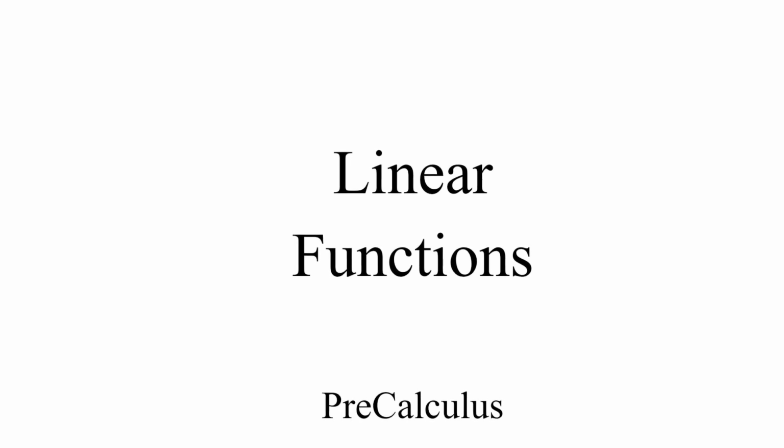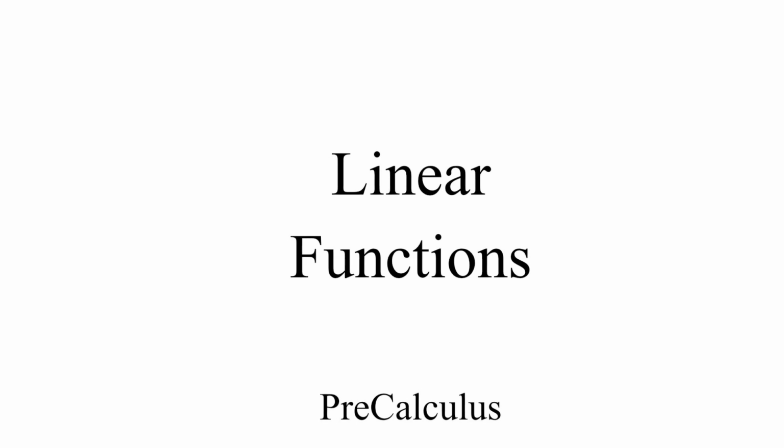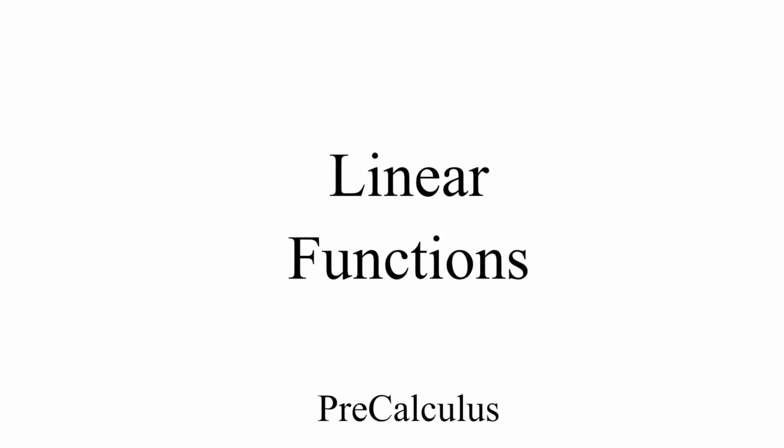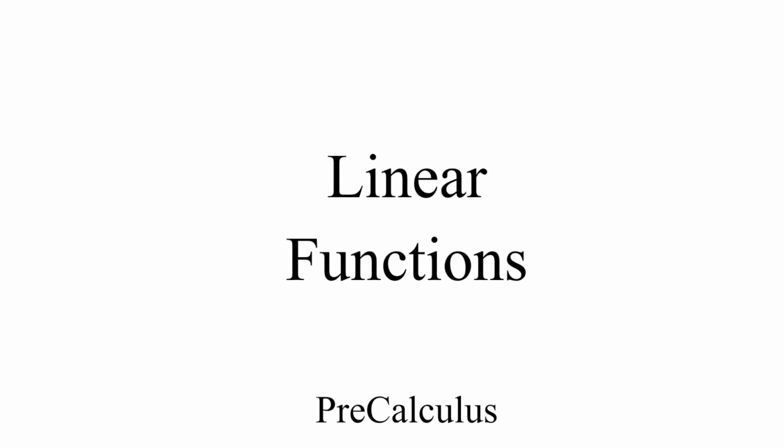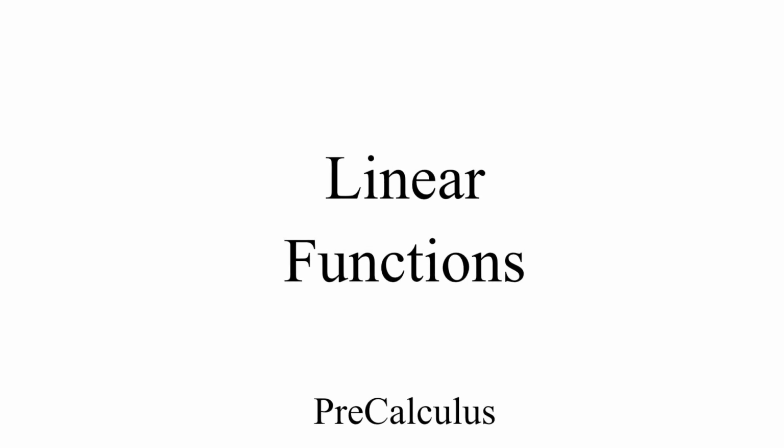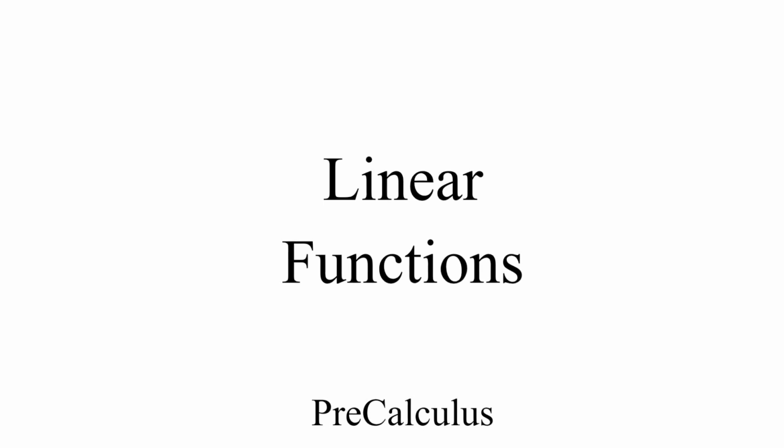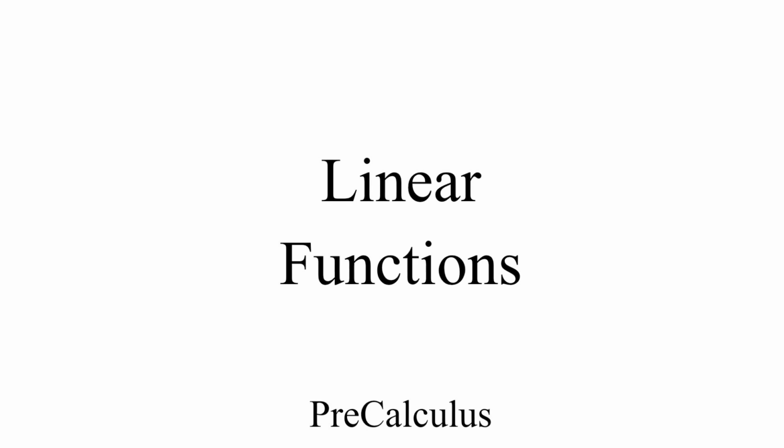The initial value for this function is 200. Since he currently owns 200 songs, N of 0 equals 200. The number of songs increases by 15 songs per month, so the rate of change is 15 songs per month. With this information, we can write the formula. N of m equals 200 plus 15m. N of m is an increasing linear function.